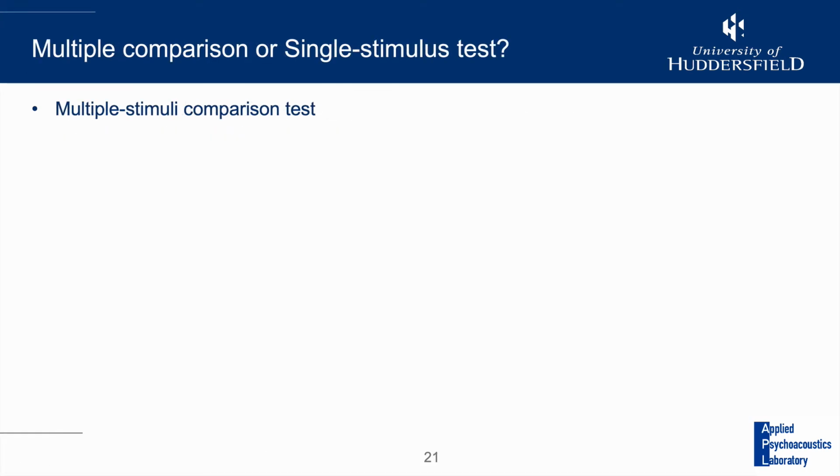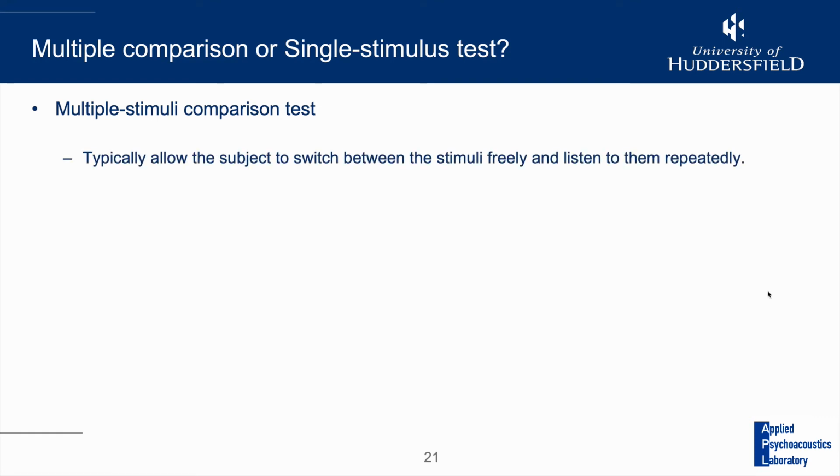So now let's discuss pros and cons of multiple stimulus comparison method and single stimulus absolute grading method. Multiple stimulus comparison test like MUSHRA is probably the most popular type of test conducted in audio engineering. And this kind of test typically allows the subject to switch between the stimuli freely and listen to them repeatedly.